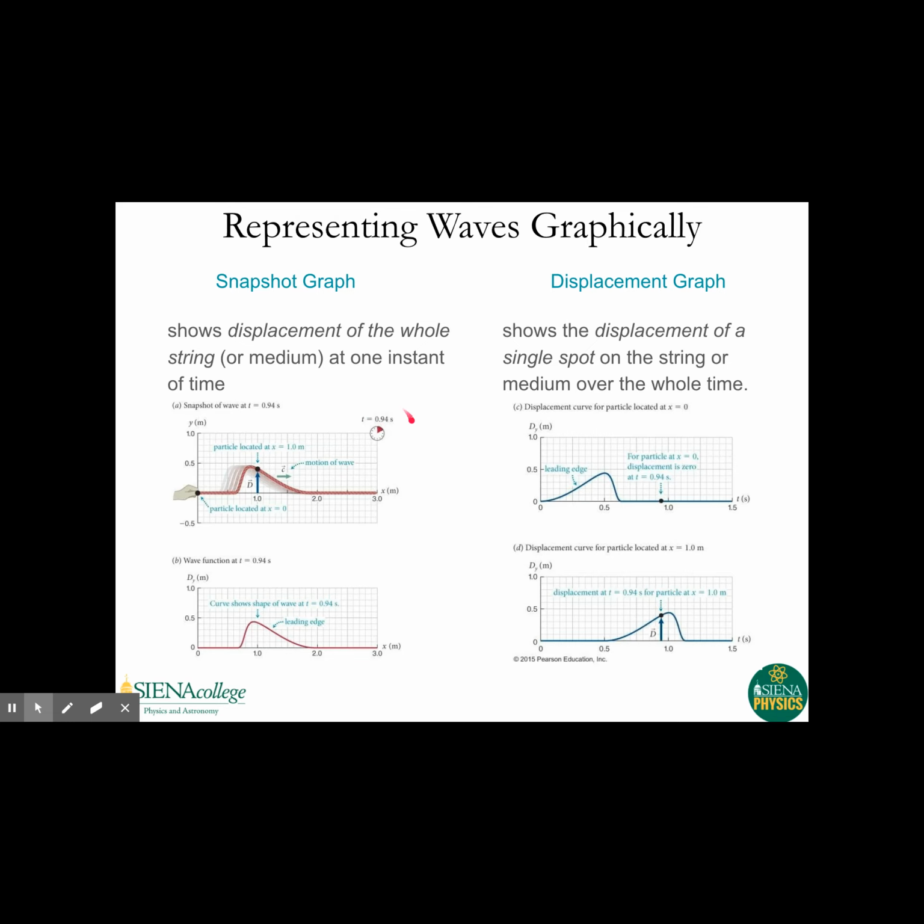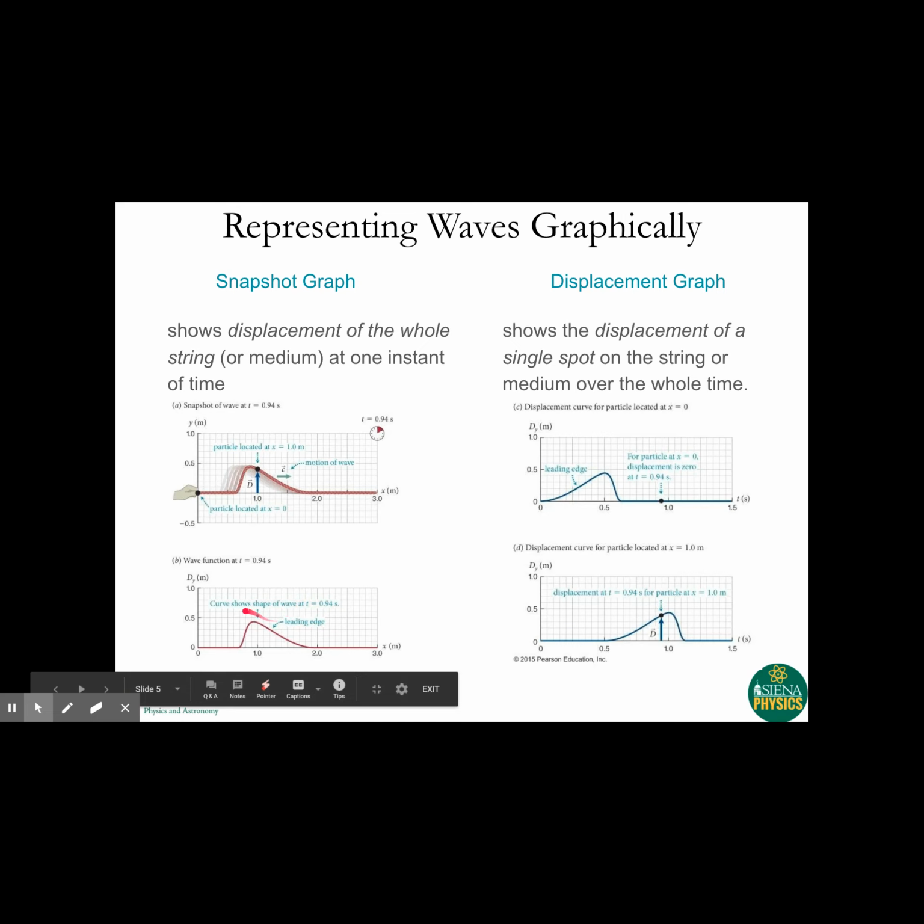Say in our example here, it's t equals 0.94 seconds. Right at that time, we took a snapshot. And so we can see what the string looked like at that time for all positions. We can see that there was a peak a little bit before 1 meter, and it's a little less here at 1.5 meters. We can see it's 0 over here on the left. So this is just like looking at the particle located at 1 meter. So that's the snapshot.